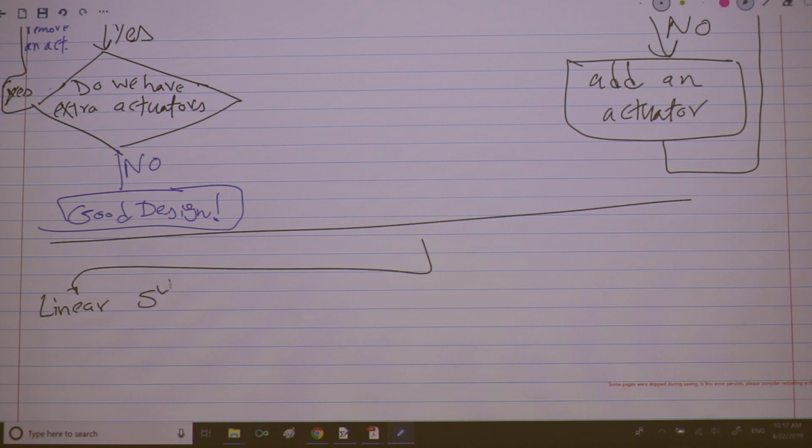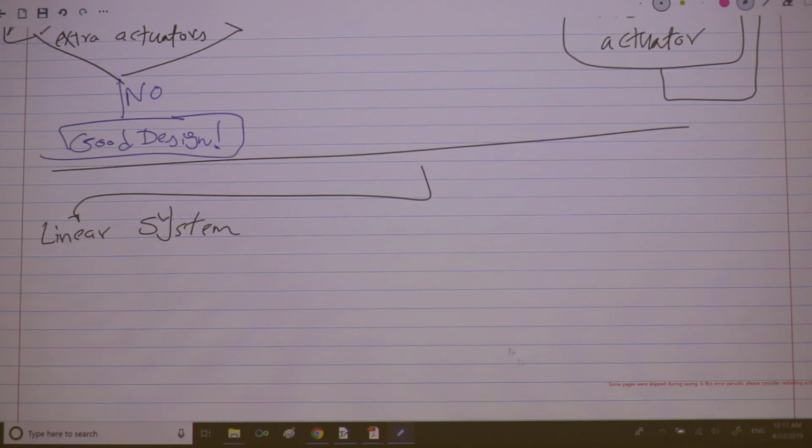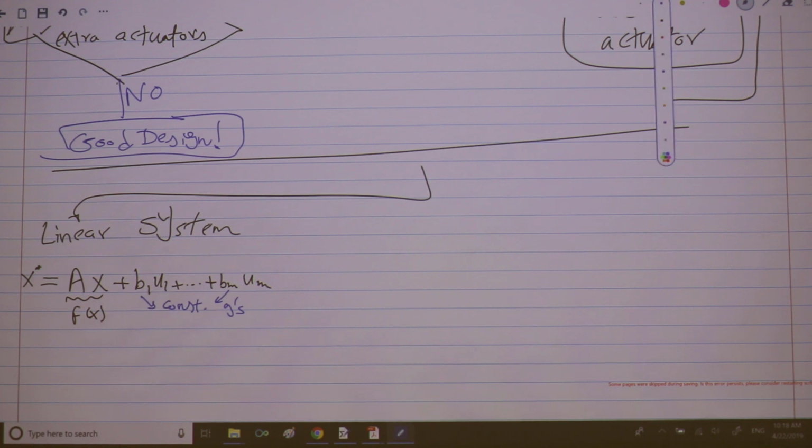I have a linear system. X dot equals AX. So this is my drift. It is just linear in the states. AX plus B1U1, up to BMUM. So these B's are my G's, control vectors. They are just constants, constant G's. So if you collect them, X dot is this matrix A times X, plus, if I collect all these vectors, a matrix B, times U1 up to UN, right?